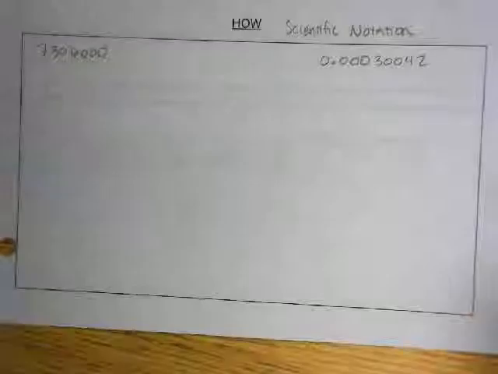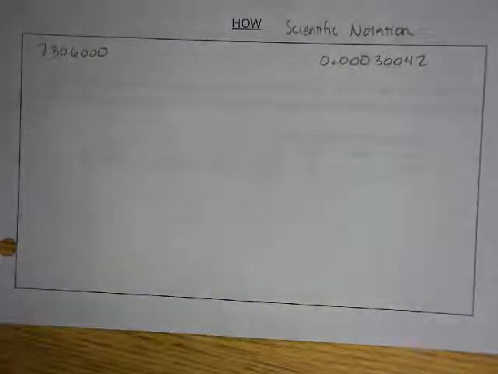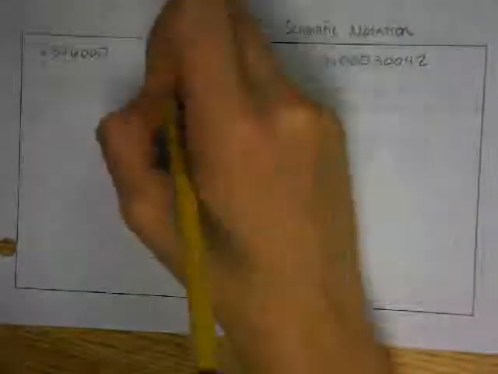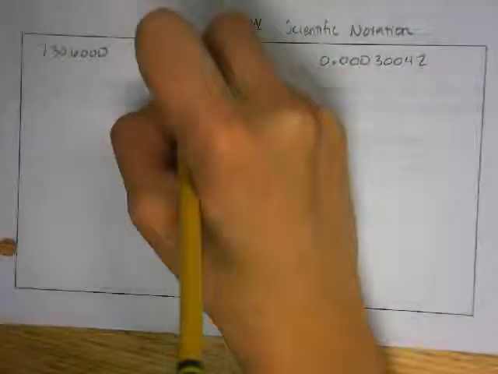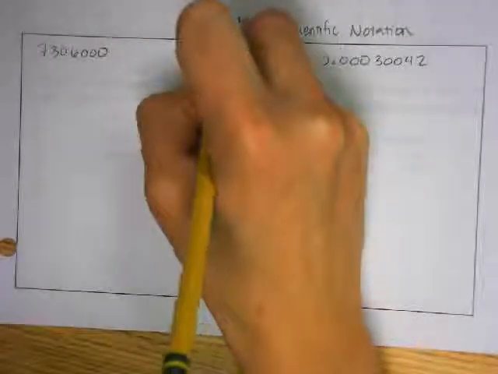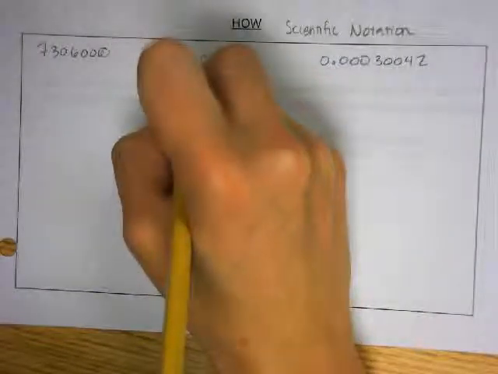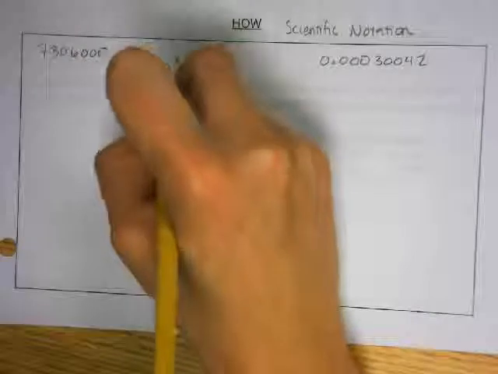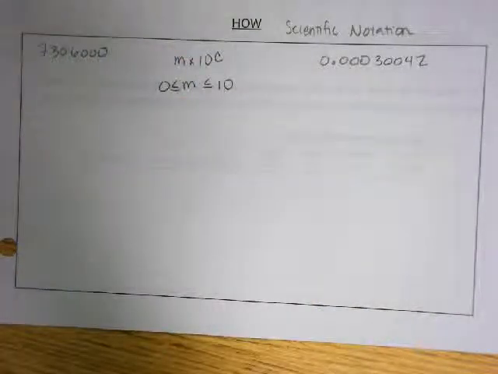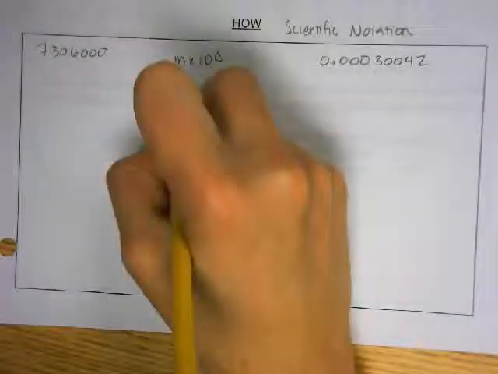Okay, this is going to be a quick lesson on scientific notation. In order to write a number in scientific notation, that number has to look something like m times 10 to the c, where m is some number between 0 and 10, and c is an integer.